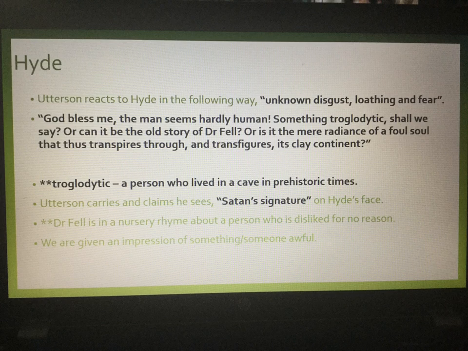Utterson claims that he sees Satan's signature on Hyde's face. Again, look at the alliteration. Remember that quote. Satan's the devil, so again, we have the suggestion of someone evil. The reference to Dr. Fell is a nursery rhyme about a person who is disliked for no reason. We are again given the impression that Hyde is something or someone awful.